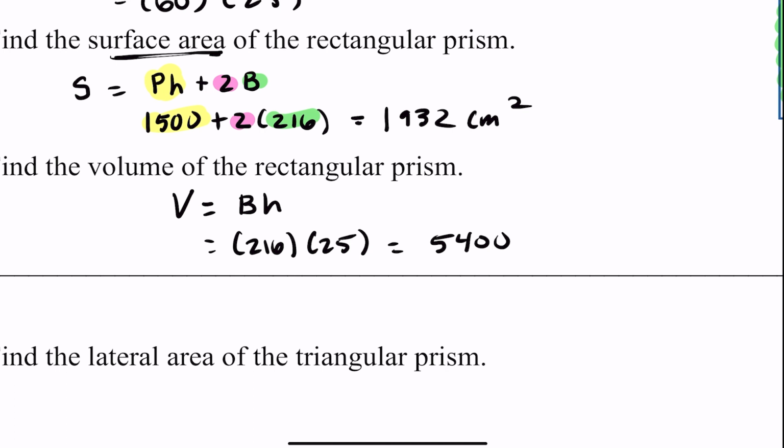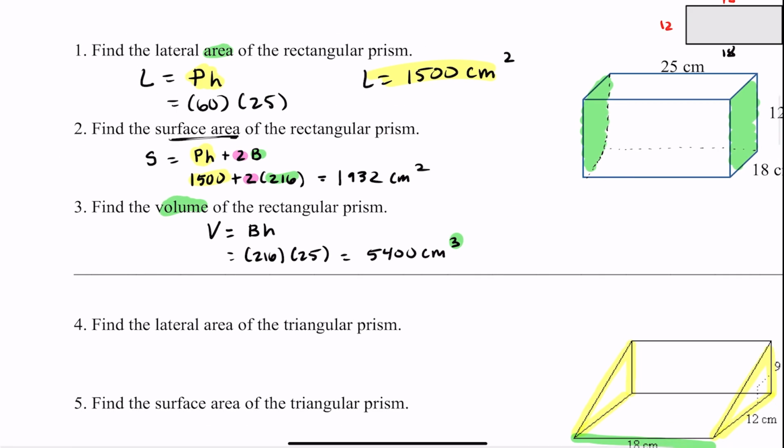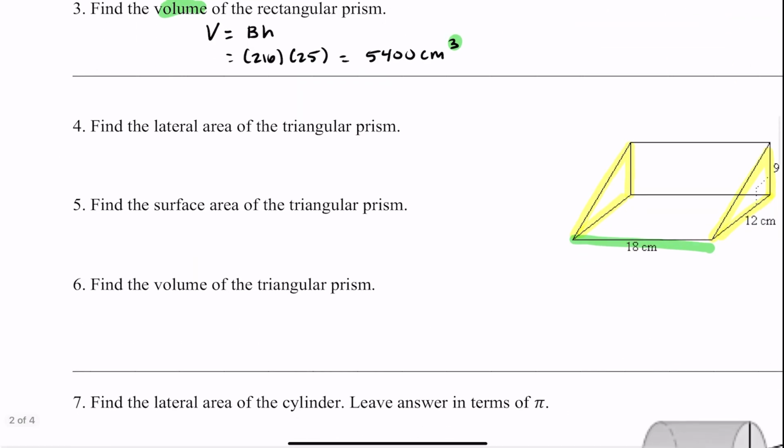Now, here, you gotta think, I'm dealing with volume here. What's the correct unit? You would say cubic centimeters. When you see the word volume, you need to make sure that this gets cubed, or you raise it to the 3rd power. All right, so that's 1, 2, and 3. Let's take a look at number 4.